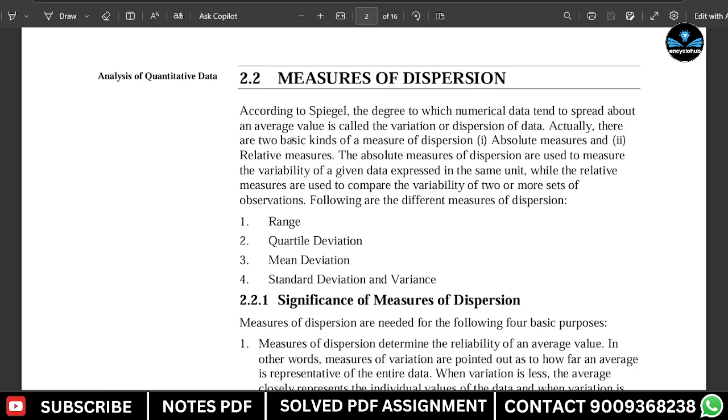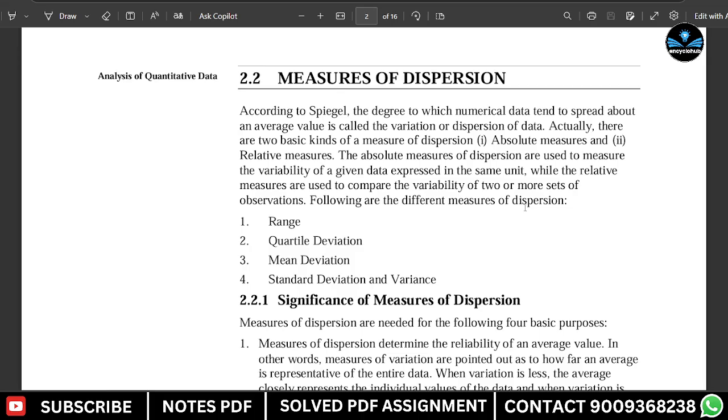Actually, here are the two basic kinds of measures of dispersion. First is absolute measures and the second one is relative measures. The absolute measures of dispersion are used to measure the variability of a given data expressed in the same unit, while the relative measures are used to compare the variability of two or more sets of observations.